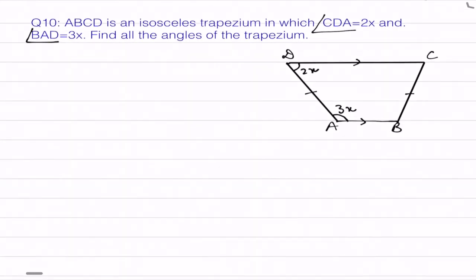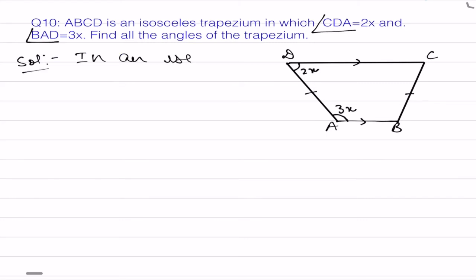Now we will move to the next question, which is based on an isosceles trapezium. ABCD is an isosceles trapezium in which angle CDA is equal to 2x and angle BAD is equal to 3x. Find all the angles of the trapezium.